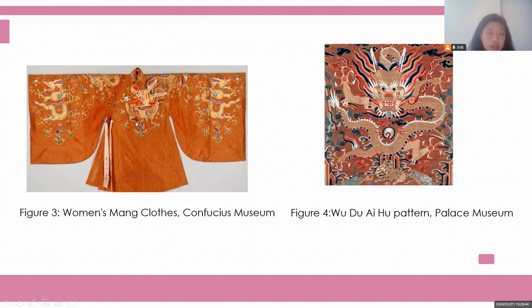This is the animal named Mang. This is the dragon. You can see the difference between the two animals. The Mang has four claws. The dragon has five claws.